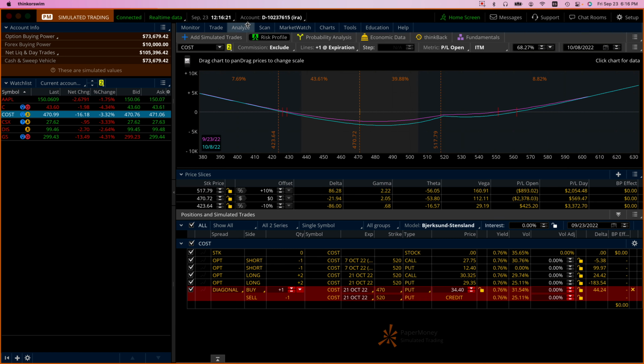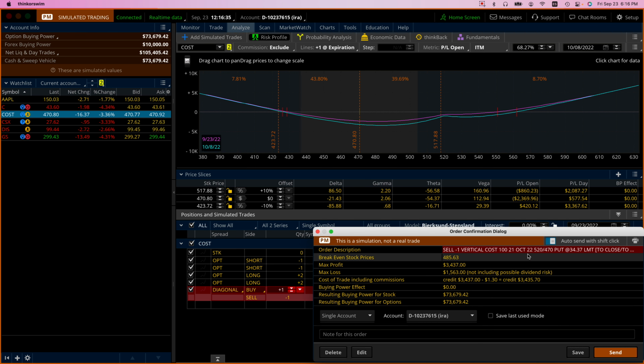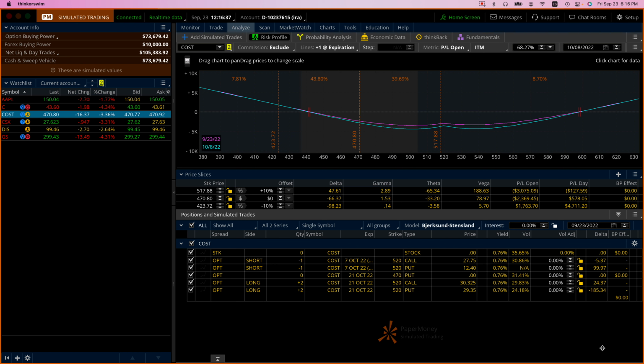Okay, so let's just adjust and sell that, and we're still delta negative, it's still going down. Perhaps by next week it would bounce back up, and who knows? For the time being, looks quite bearish. So confirm and send that. And we're gonna buy the 470 put and sell one of my 520 put. Let's move on to CSX.